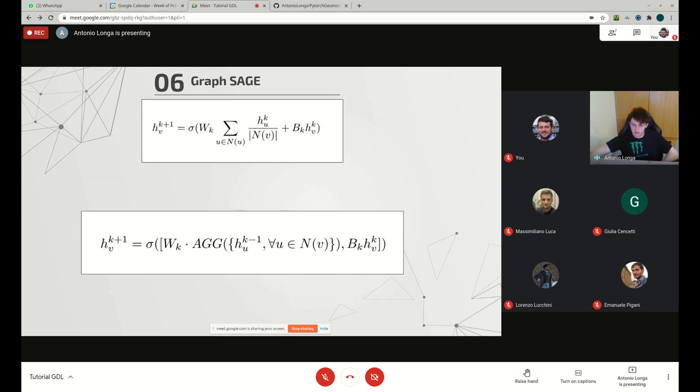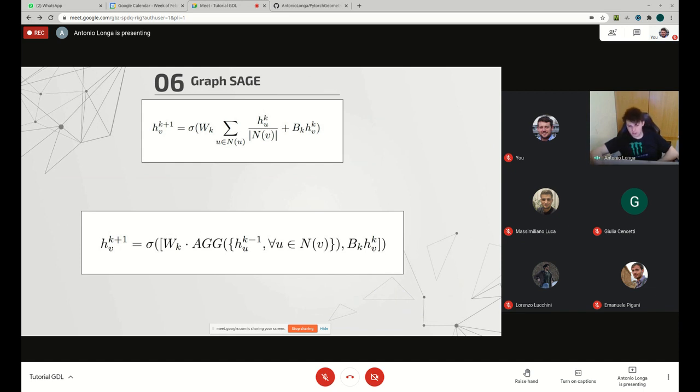And as you can see, for every node in the neighborhood of the node V, and above it's the same for every node in the neighborhood of the node V. Instead of doing the mean, we do something else that we will see.